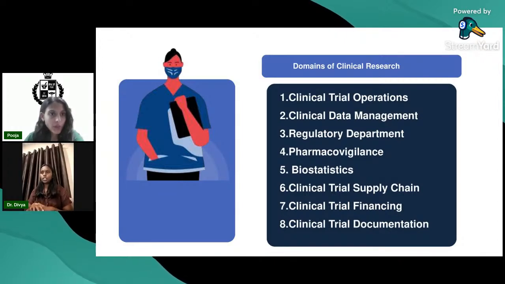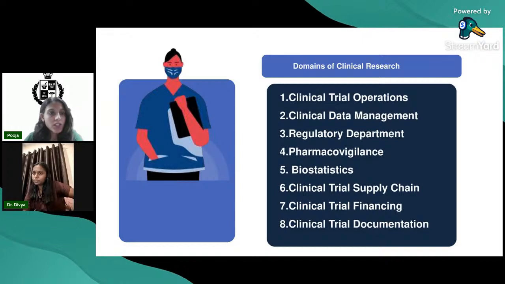So these were the domains of clinical research. I hope it was helpful.